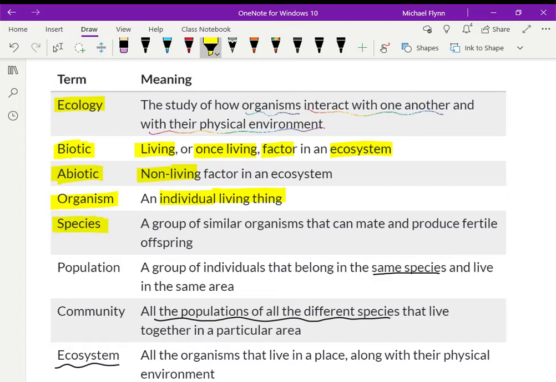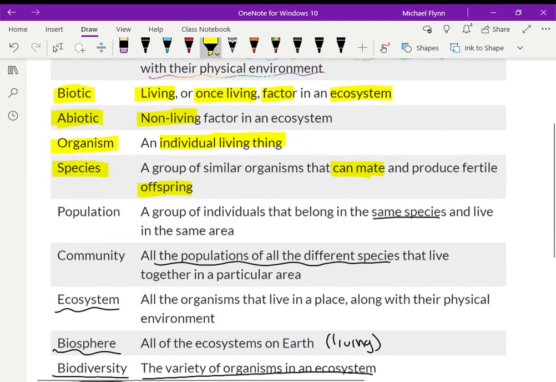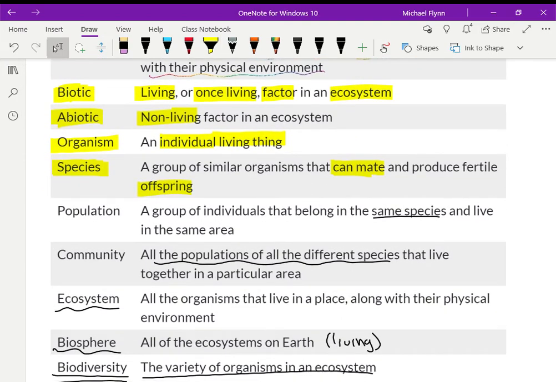They're all species. The important thing about a species is that the individuals can mate and produce new members of their species, so they produce offspring. So there are various species on this planet, and humans are just one example of that.